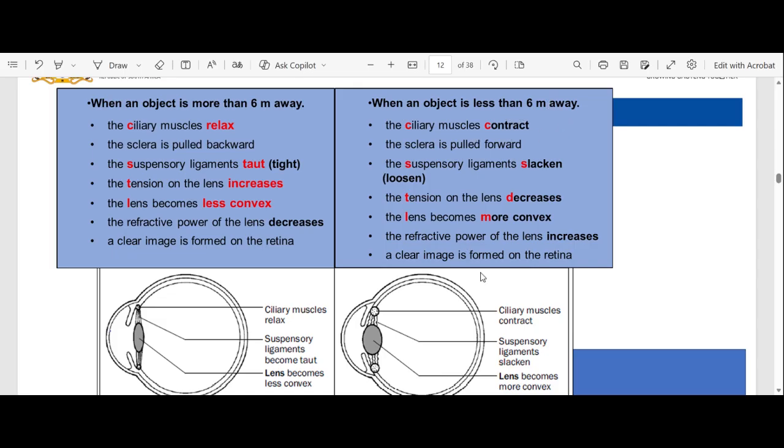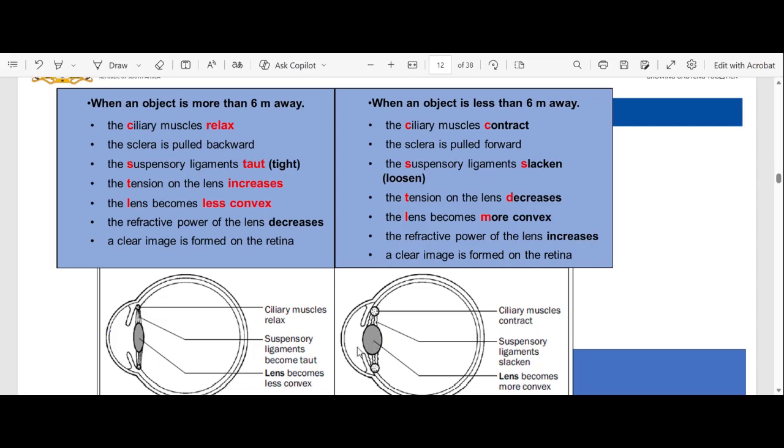6 meters away. So your ciliary muscles will do the opposite, they'll contract. As you can see now, they're a bit bigger in size. And you see the difference, they're a bit bigger. And when they become bigger, they force your suspensory ligaments to slacken. So your suspensory ligaments will slacken or become loose, right? And when they become loose, they decrease the tension on your lens. And when they decrease the tension, your lens will become even more convex.